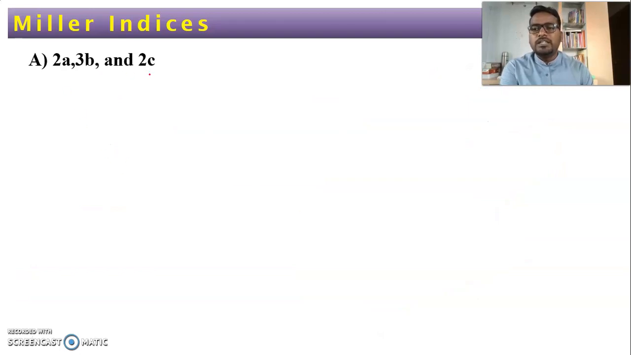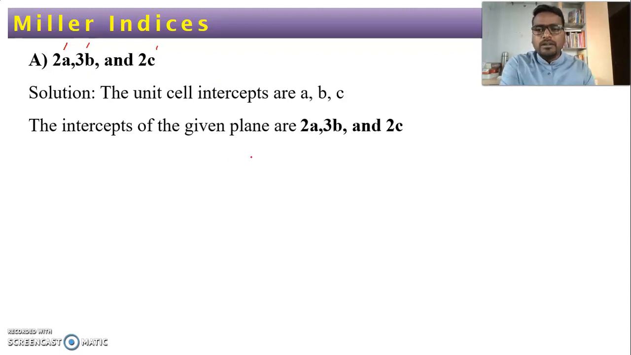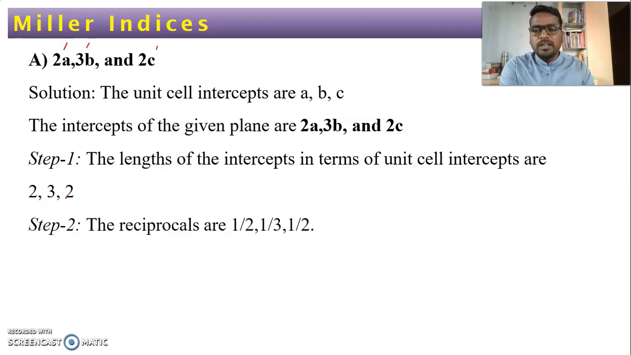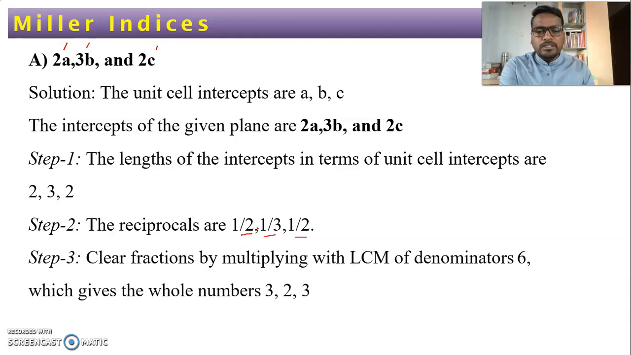So 2A, 3B, 2C are the intercepts on the crystallographic axes. Dear students, we are discussing one particular plane, and along the x, y, and z axes these are the intercepts. We take the coefficients of these unit intercepts, 2, 3, 2 respectively, and take the reciprocals: 1 by 2, 1 by 3, and again 1 by 2.